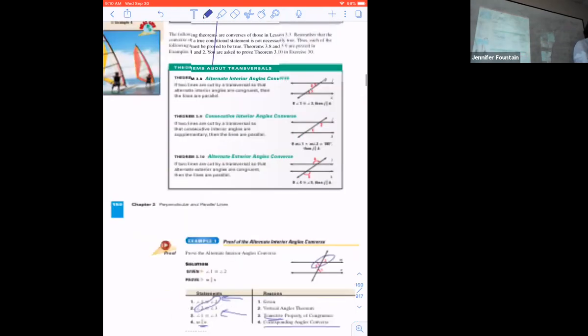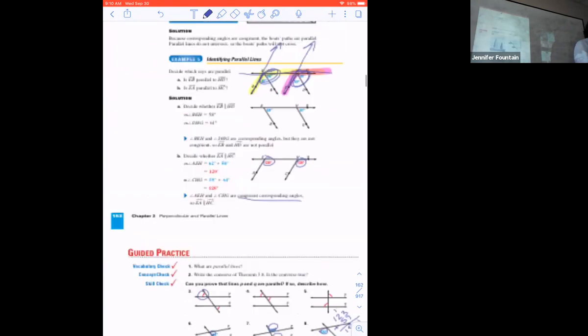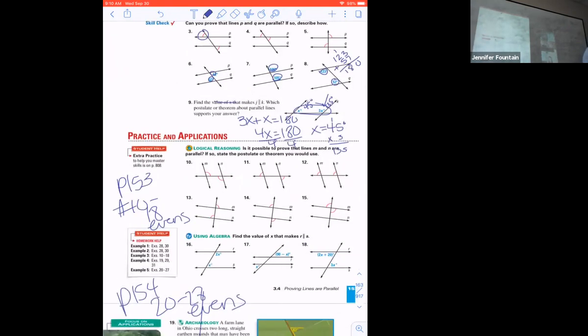All right, section 3-4, moving along to page 153. We have 10 through 18 evens. It says, is it possible to prove that the lines M and N are parallel? If so, state the postulate or theorem you would use. Number 10, is it possible to prove they are parallel? Yes, how? Theorem 3.8, alternate interior angles.